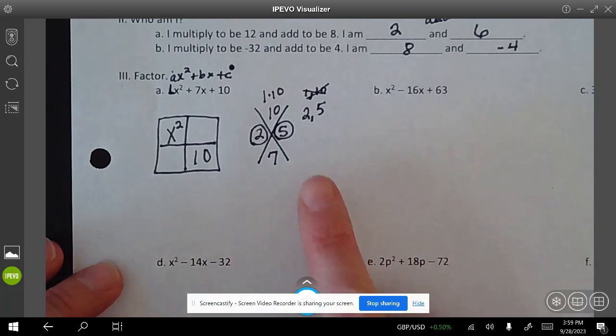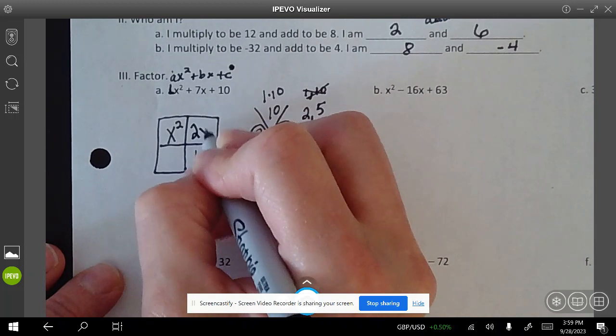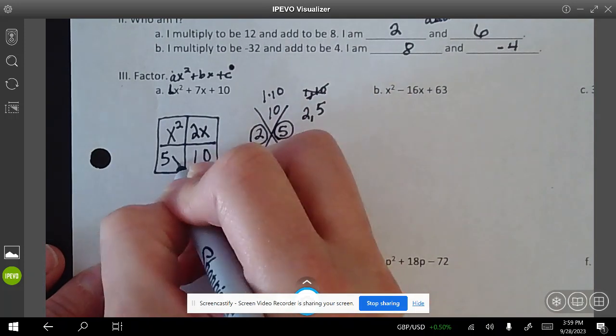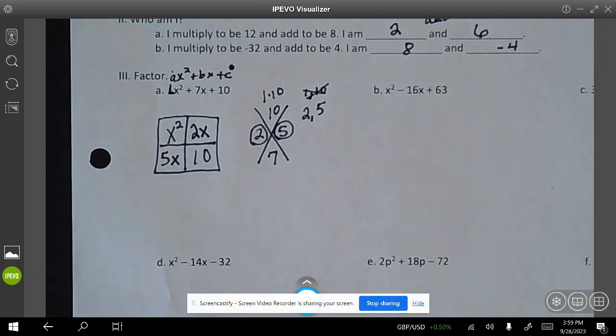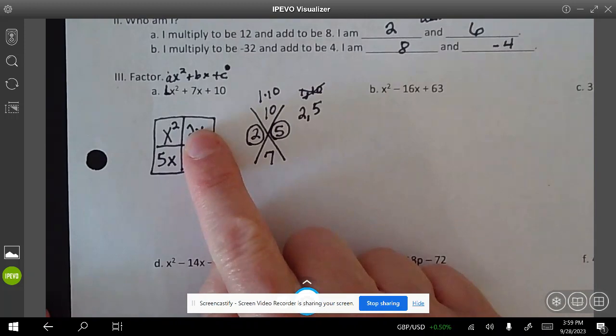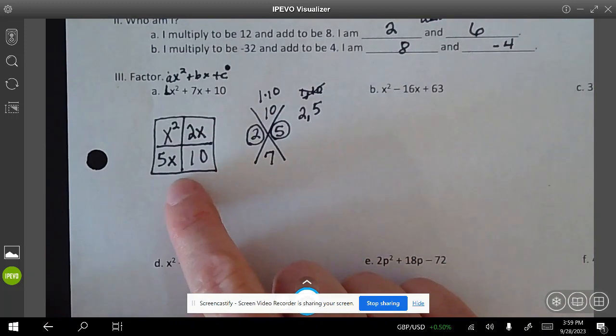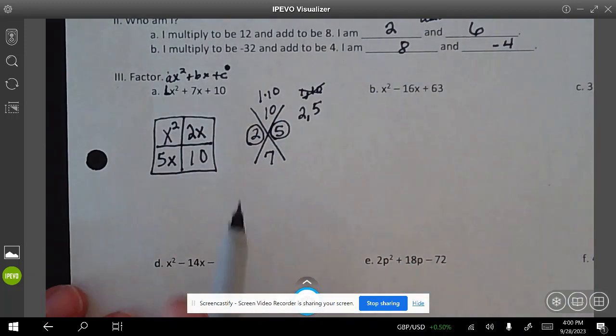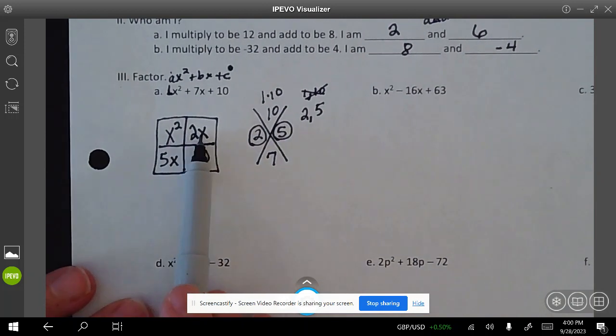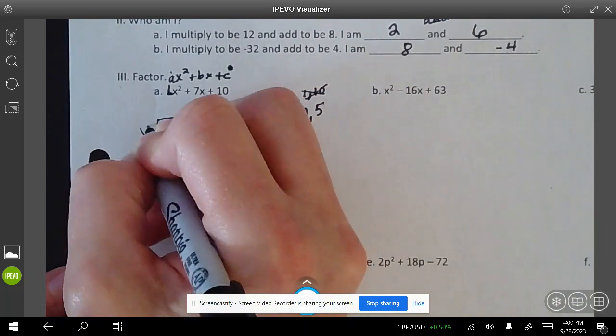Now you're going to take those numbers and put them over here in this box with an X. 2X, 5X. It does not matter which boxes you put them in. If you put the 5X up here and the 2X down here, that's not going to make any difference. Now you ask yourself, what is the greatest common factor across here? Well, the greatest common factor is X.